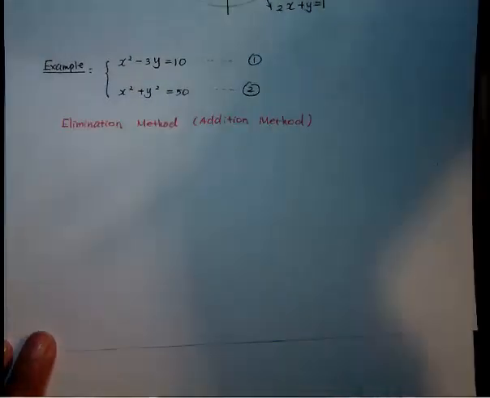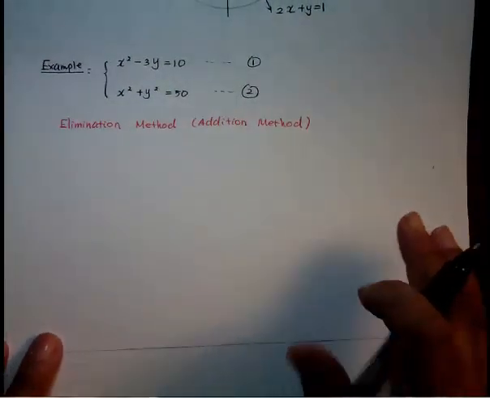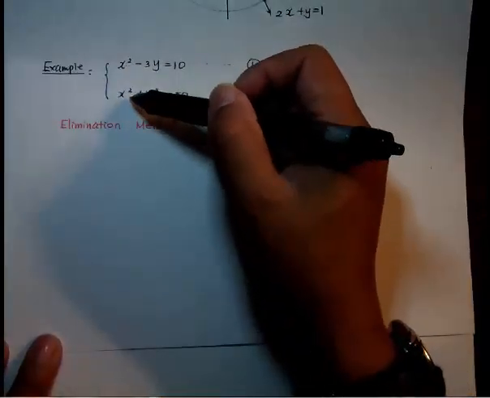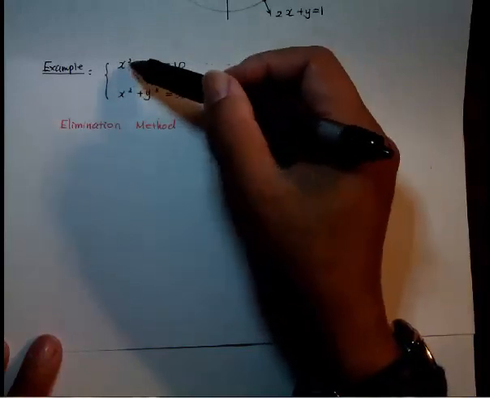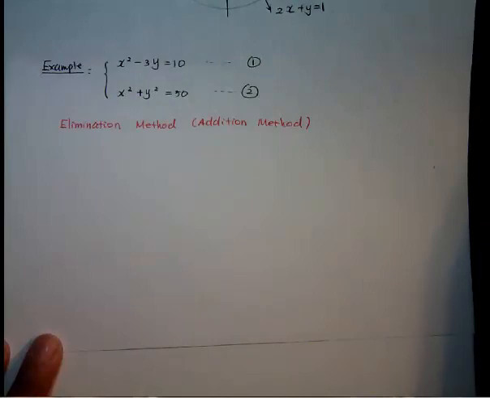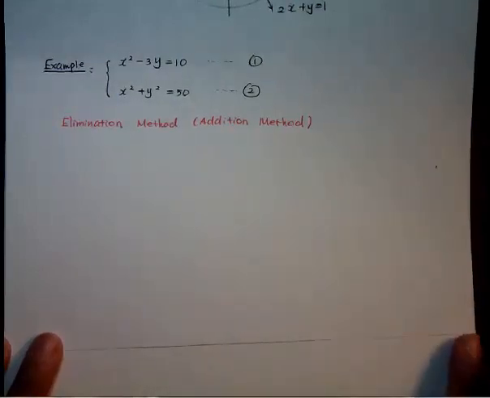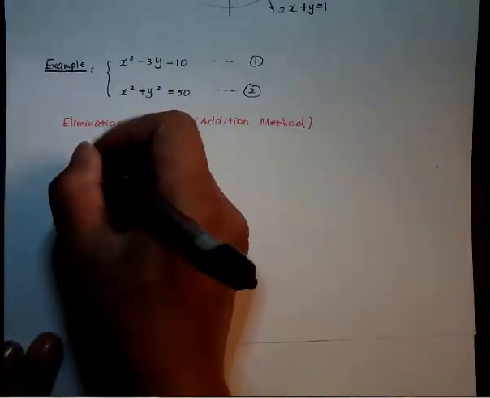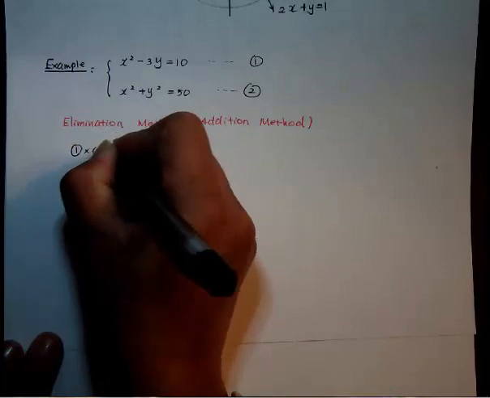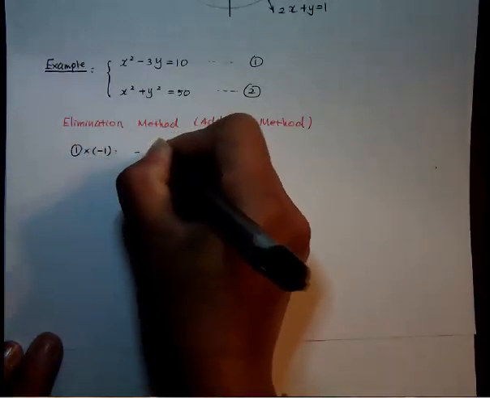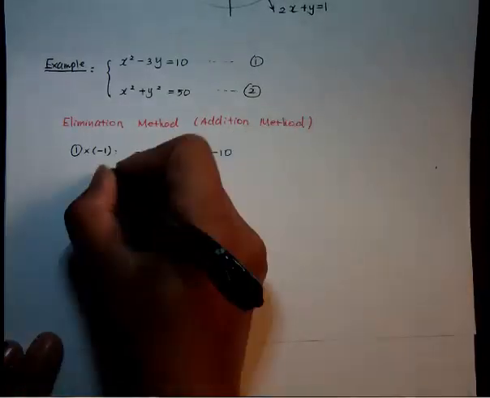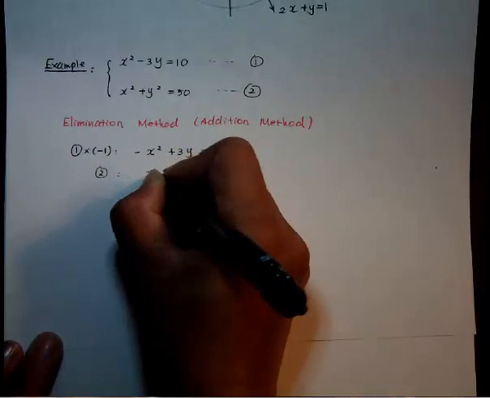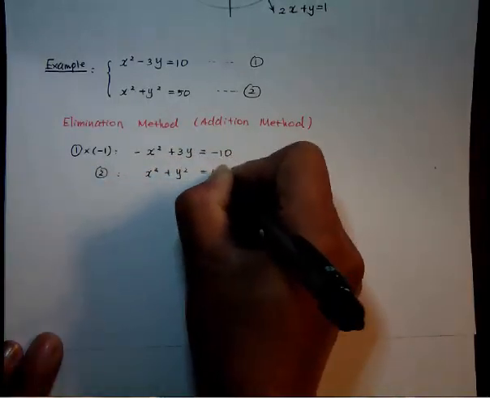Let's take a look at our equations. In these two equations, we have x squared in both of the equations, but this one has y and that one has y squared. They are not like terms, so x squared is the like term they have in both equations. So maybe eliminating x squared will be a good idea. So if I multiply equation 1 by -1, then we arrive at -x squared plus 3y equals -10. Let me copy equation 2 down: x squared plus y squared equals 50.